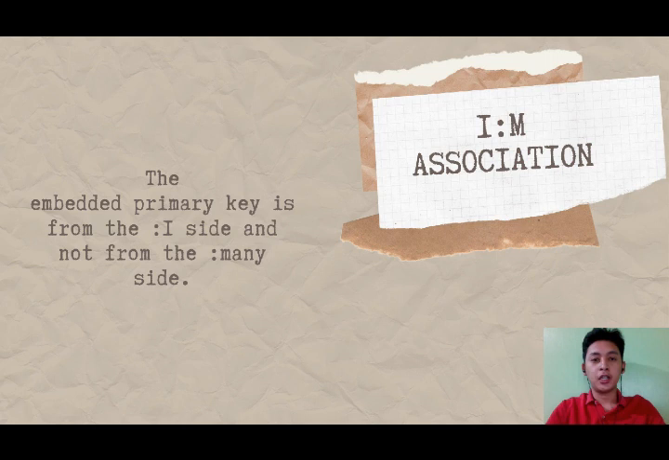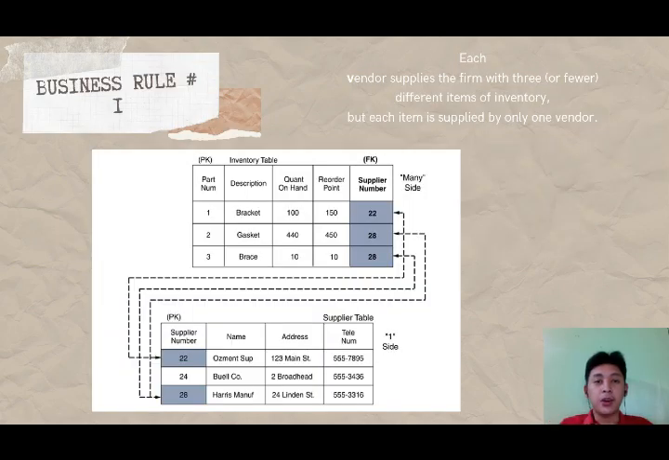One and many association is the same as a one or zero association, wherein the primary key of the one side is a foreign key to the many side, but there is a scenario that the primary key of the many side can be the foreign key. Business rule number one is a scenario wherein each vendor supplies the firm with three or fewer different items of inventory, but each item is supplied by only one vendor. Moreover, this scenario depicts a one and many association. We could understand from this illustration that the primary key of the supplier table is a foreign key.